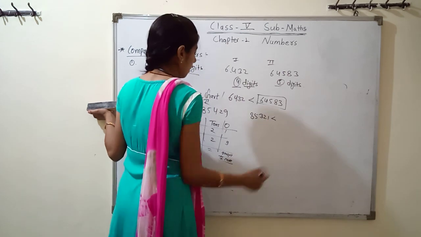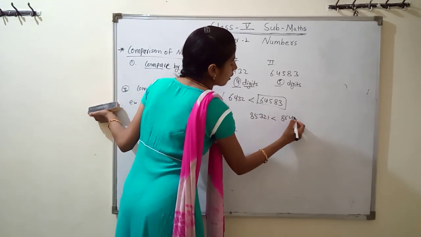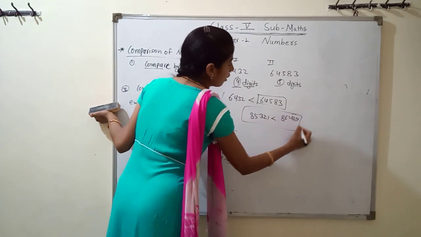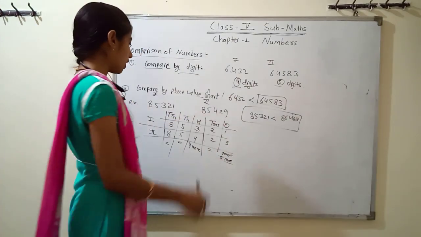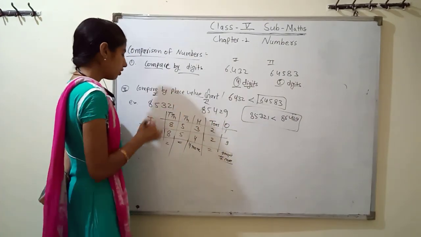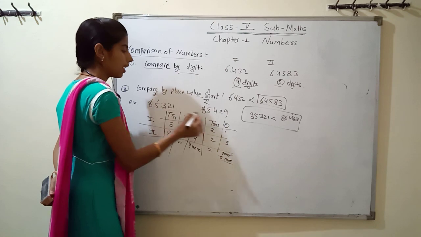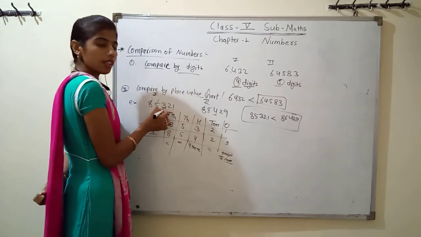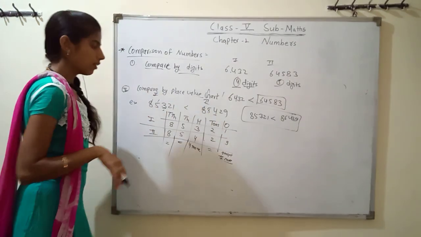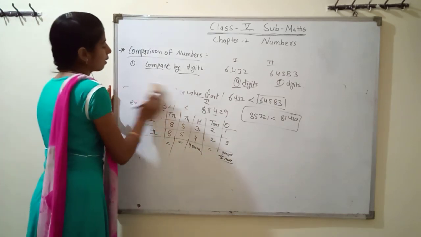Then we can see here 85,321 is less than 85,429. It is the comparison. If you see here normally 8 and 8 cut, 5 and 5, here is 3 and here is 4. 4 is bigger than 3, then we write directly that sign, comparison sign.